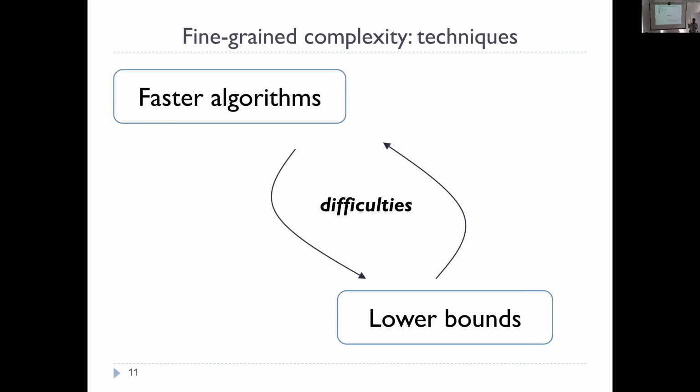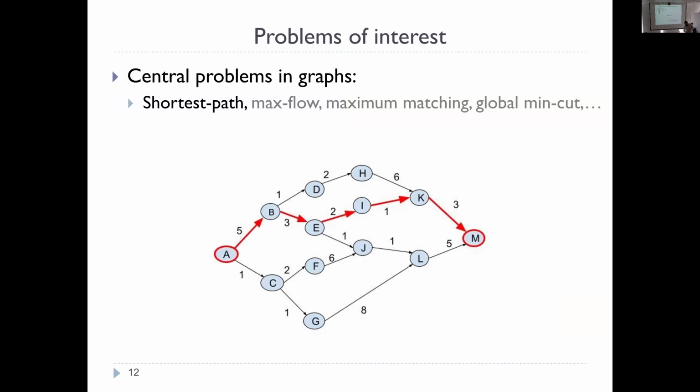So maybe we show formally that they're quite difficult, but also vice versa, right? Now you try to show conditional lower bounds for a problem, you don't succeed, then you have some algorithmic insights. You go back to the problem, then you can design faster algorithms. Yeah, and this is the way that it is. Now specifically for problems of interest.